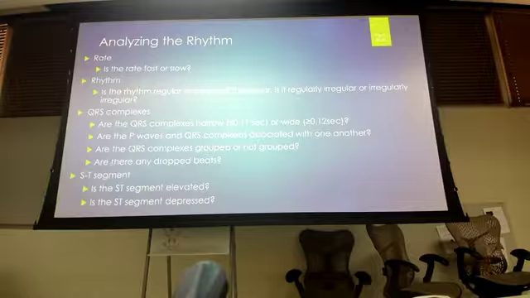So we have narrow and we have wide. Narrow is a normal QRS complex, and wide is not normal. So if you have a problem with your QRS, what part of the heart is affected? The ventricles. The ventricles are affected. So we're going to look at those QRS complexes. Are they wide or are they narrow?